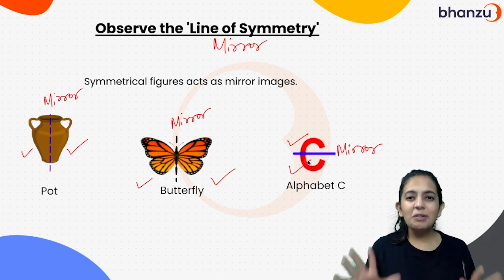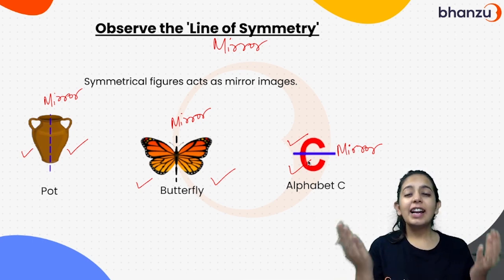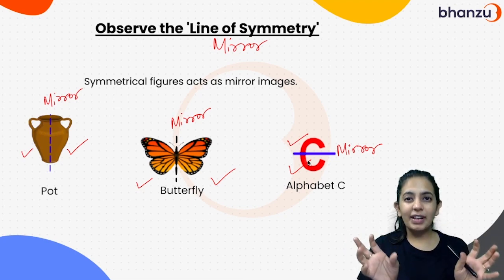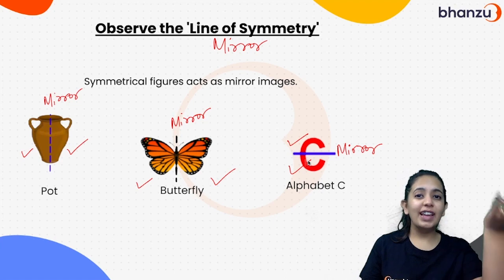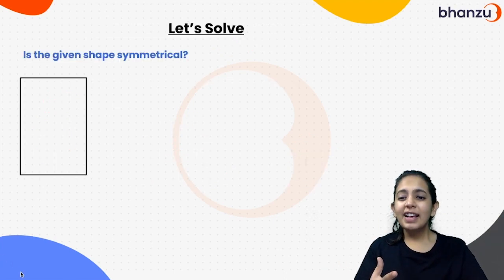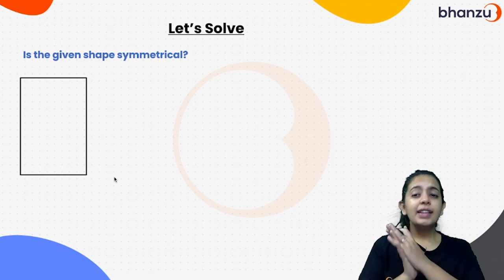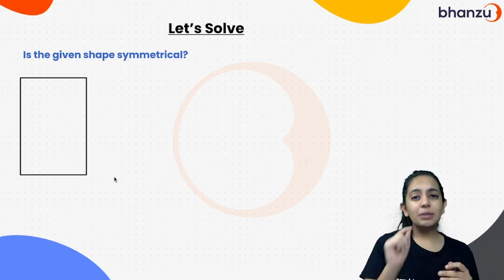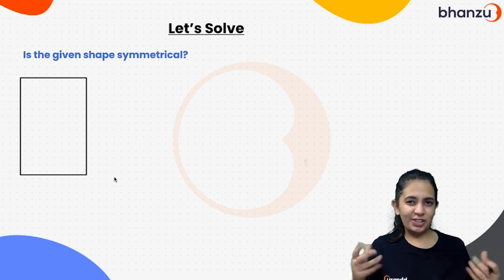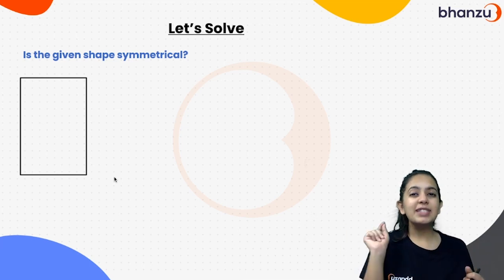So in any symmetrical shape, you will find that if you fold them, these two parts are the same, like a mirror image, where left is on the left side, right is on the right side, and so on. Alright, now let me ask you a question. The question is, how many lines of symmetry can you find in a rectangular shape? Think about this question, because now you know everything about symmetry.